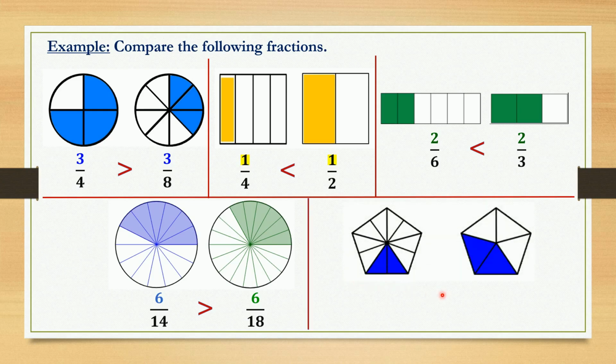And here, the last figure, we have two pieces colored in blue out of 10. They represent the fraction 2/10, and here 2 over 5. And of course, 2 over 10 is less than 2 over 5.